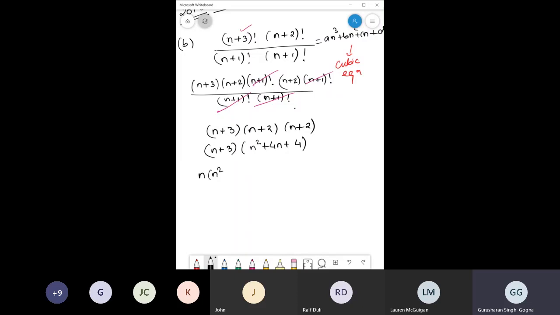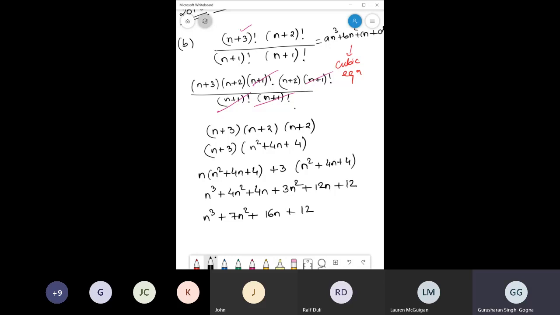So n plus 3 multiplied by this means you multiply n first to the second bracket, and then you multiply 3 to the second bracket. This is how we multiply two brackets. And then this will give you n cube, 4n square, 4n, 3n square, 12n, 12. So n cube plus 7n square plus 16n plus 12.